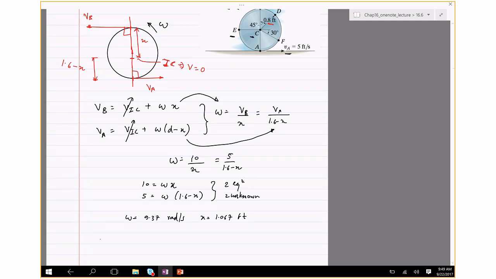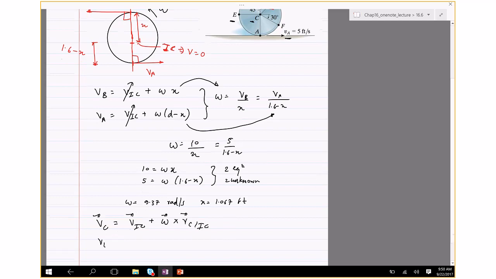So VC is VIC plus omega cross RC with respect to IC, and then VE is VIC plus omega cross RE with respect to IC, where VIC is clearly 0. All I've got to do is figure this out, and I know what omega is. Omega is already evaluated, right? So I can find velocity of C and velocity of E. I'll do that and post the notes.